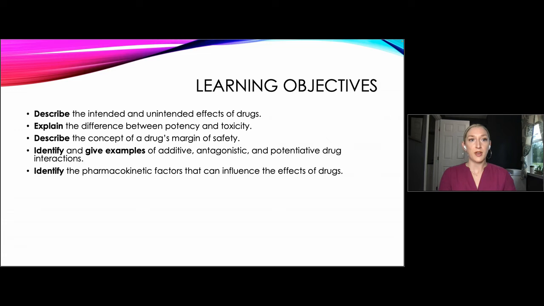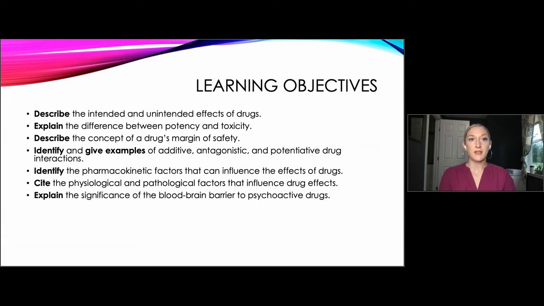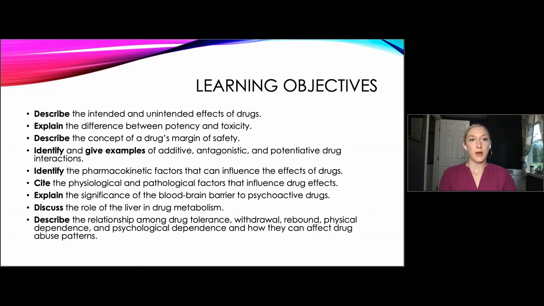identify the pharmacokinetic factors that can influence the effects of drugs, cite the physiological and pathological factors that influence drug effects, explain the significance of the blood-brain barrier to psychoactive drugs, discuss the role of the liver in drug metabolism, describe the relationship among drug tolerance, withdrawal, rebound, physical dependence, and psychological dependence, and how they can affect drug abuse patterns. And finally, to explain the relationship of drug cravings to drug addiction and relapse.